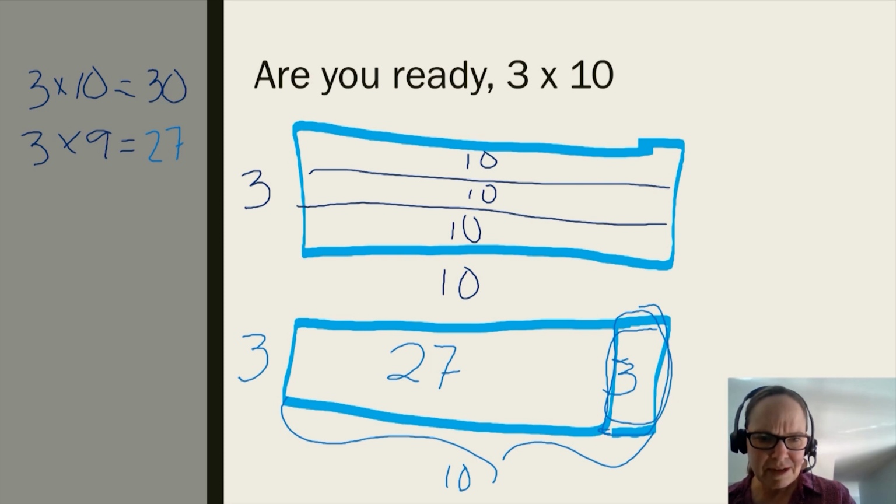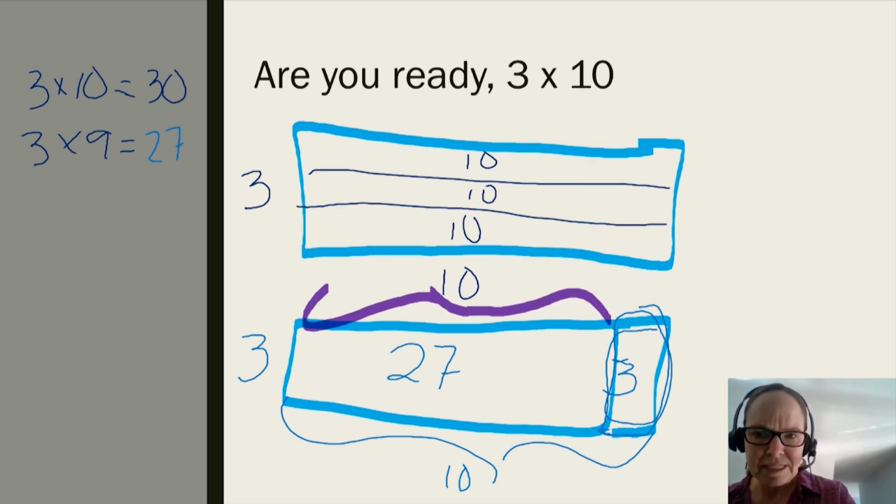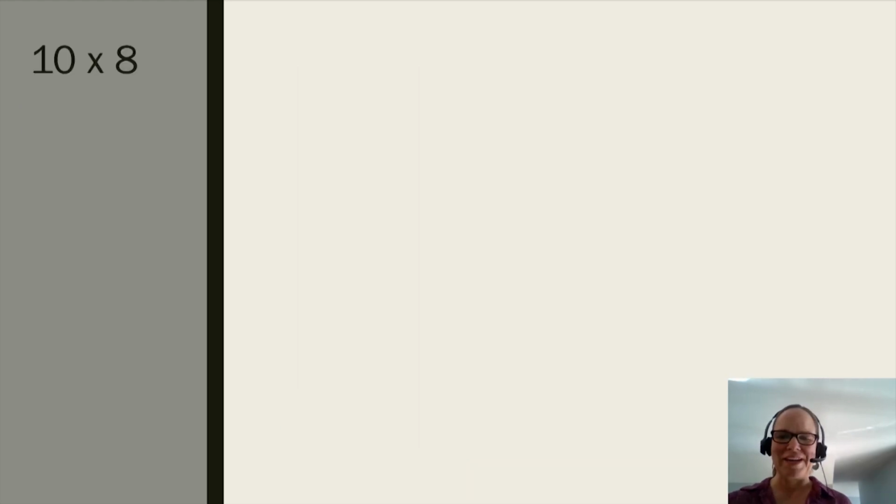And let me see if I can help make this a little more clear. This here is 9. So if I know 3 times 10, I can find out 3 times 9 by taking away a group of 3. All right, are you ready to try another one? What is 10 times 8?